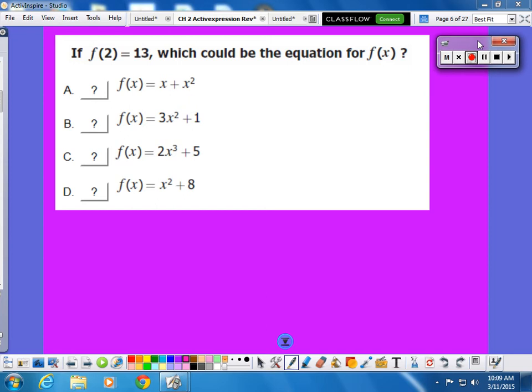If you guys remember, we evaluated functions and we substituted in a 2. Which one of these functions would I substitute in a 2 for x and get 13 for my answer? You're welcome to use your calculator. Get 13 as an answer.